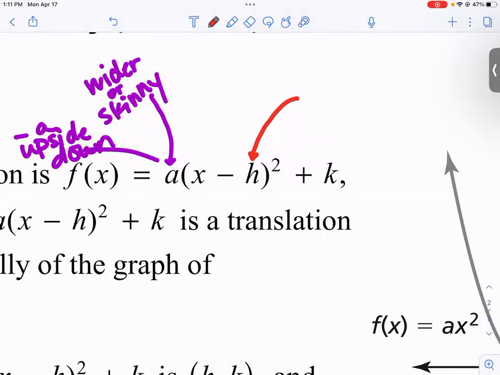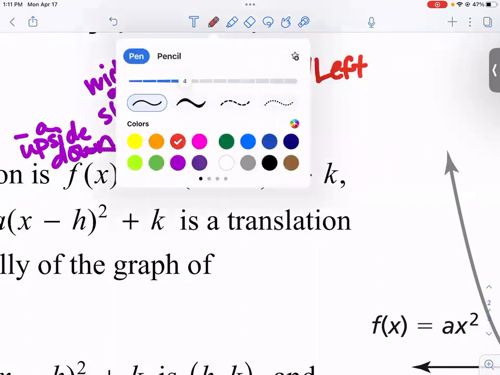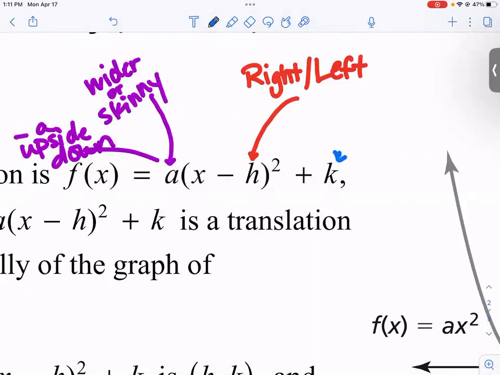Side to side. Okay. So this is going to go right versus left. Okay. Avery, do you remember what K does? Yeah, it controls for the vertex. Up, down, left, right. Which way? Up or down.